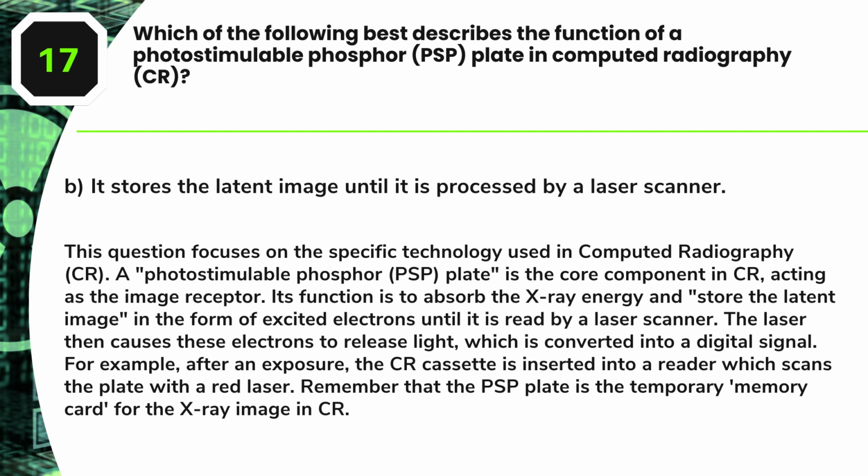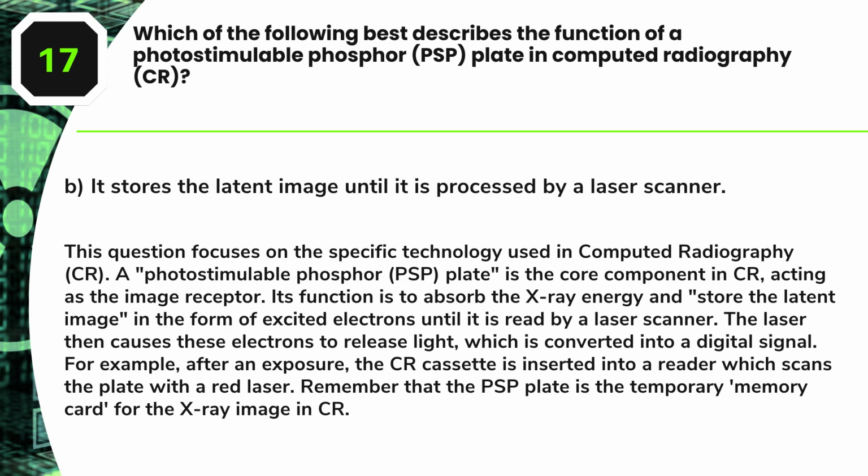Answer, B. It stores the latent image until it is processed by a laser scanner. This question focuses on the specific technology used in computed radiography, CR. A photostimulable phosphor, PSP, plate is the core component in CR, acting as the image receptor. Its function is to absorb the X-ray energy and store the latent image in the form of excited electrons until it is read by a laser scanner.